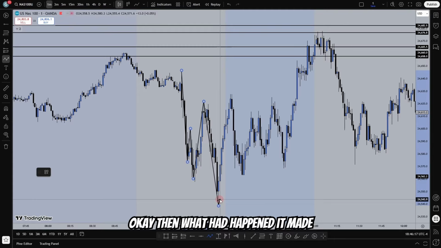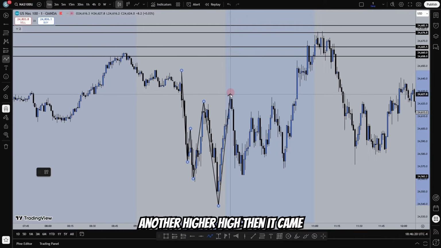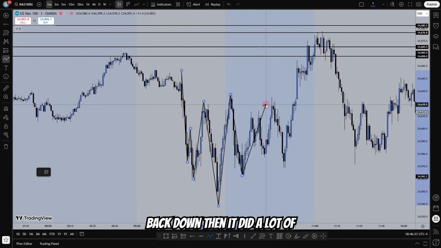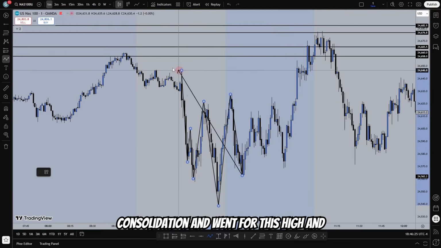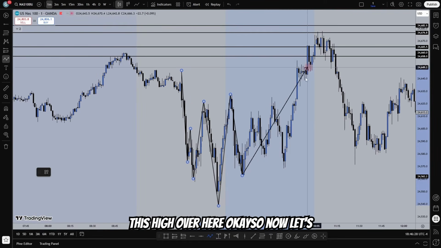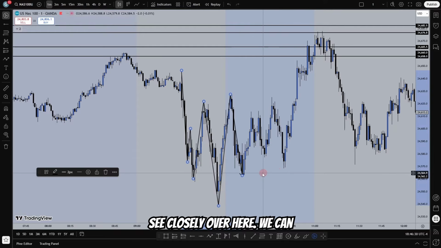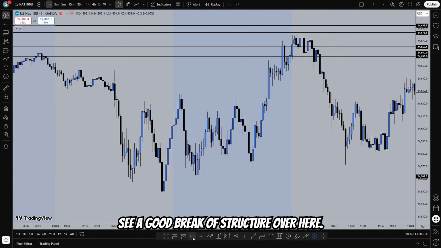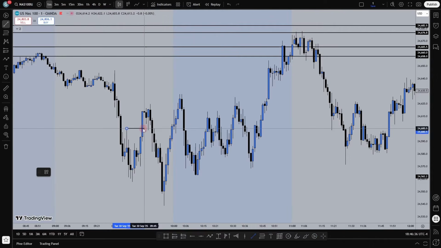Okay, then what happened, it made another higher high, then it came back down, then it did lots of consolidation and went for this high and this high over here. Okay, so now let's look closely over here. We can see a good break of structure over here.